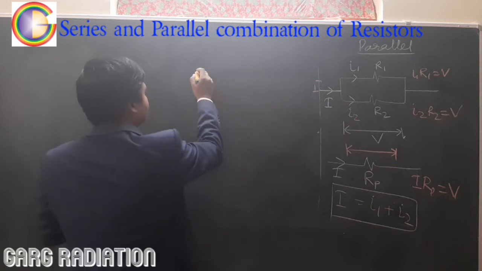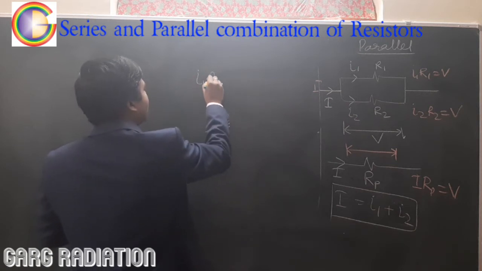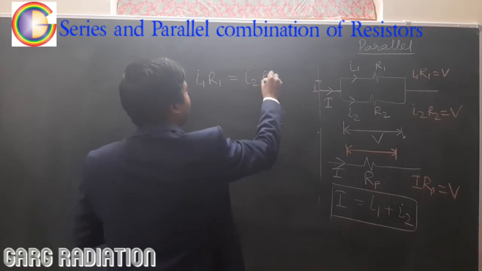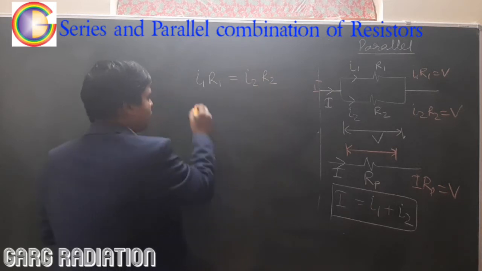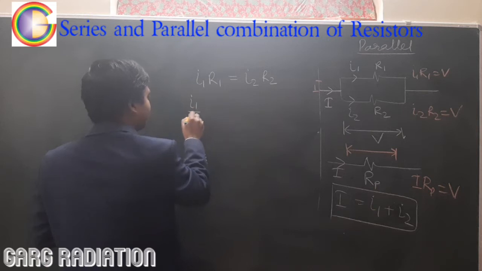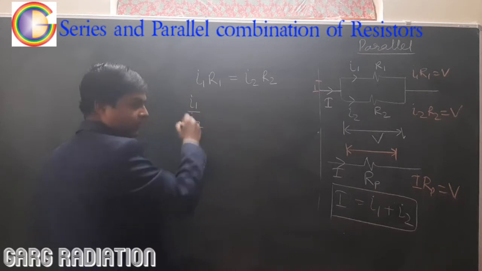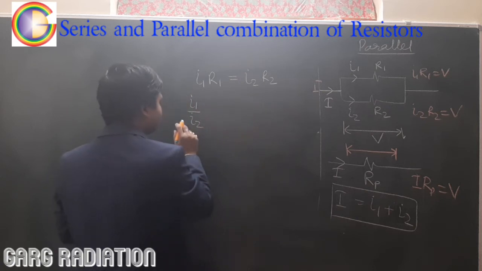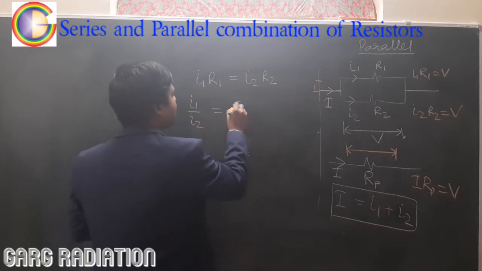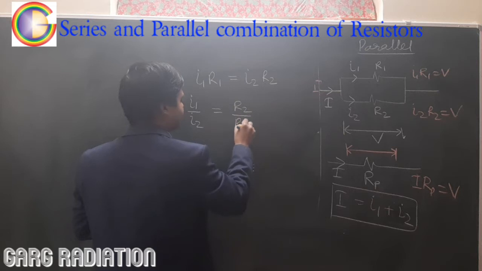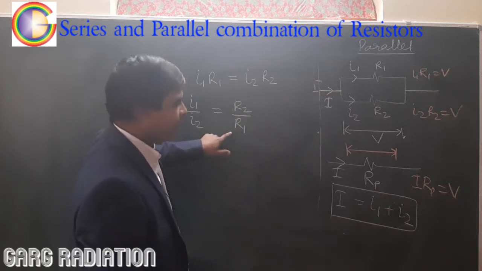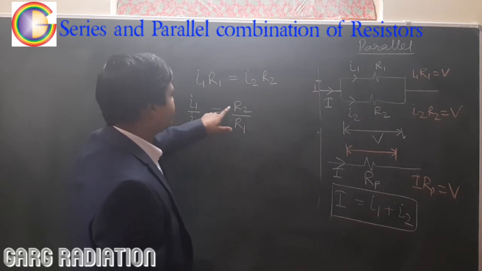So see this one, I1 into R1 is equal to I2 into R2. Yes or no? So the ratio of I1 and I2, this is what we want to find, each current we want to find in terms of I. So the ratio of I1 and I2 comes out to be R2 upon R1. So you see I1 is in the numerator, R1 is in the denominator. I2 is in the numerator, R2 is in the denominator.